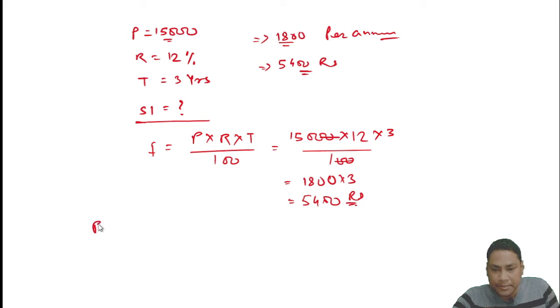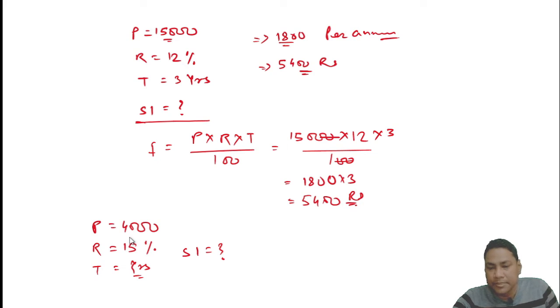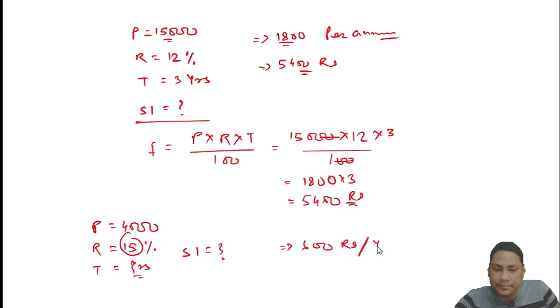Now the principal is 4,000. The rate of interest is 15% per annum. Time is 4 years. What will be the simple interest? So here per annum the rate of interest is 15%. The interest per annum will become 15 into 40, that will become 600 rupees per annum. For the period of 4 years it will become 4 into 600, that is 2,400.